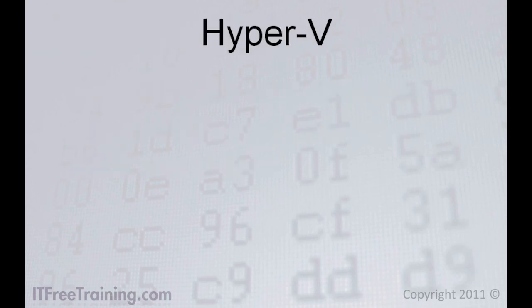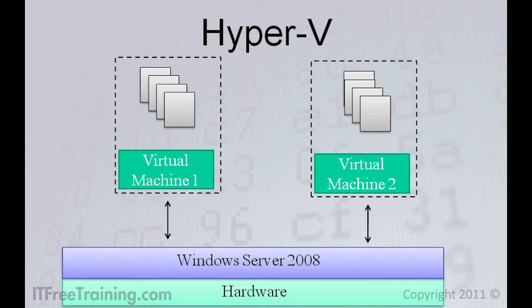Microsoft's newest virtualization solution is Hyper-V. If you look at how pre-Hyper-V solutions work, they run as an application on top of the operating system. This essentially means that the virtual machine goes through the operating system to get to the hardware. As shown in this example, in order for Virtual Machine 1 to get to the hardware, it must go through the operating system. This presents some problems.